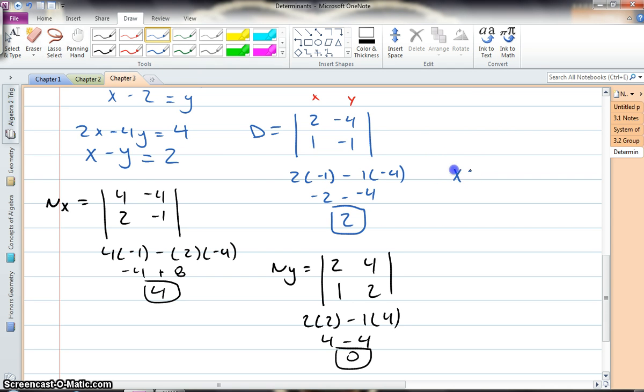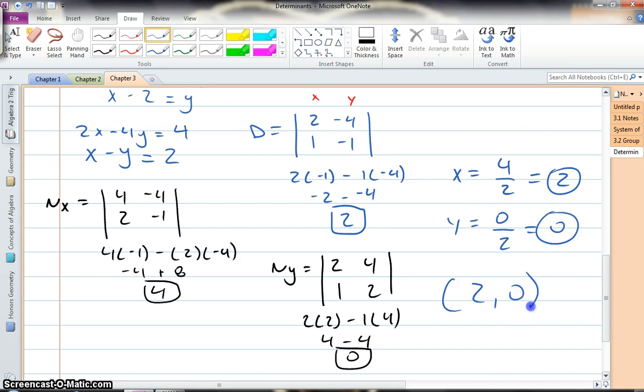So my x value is my numerator x over my denominator, which is 2. My y value is my numerator y over the denominator, which is 0. So my solution there is 2, 0. As you can see, it's quick. There's a procedure, and it's not that bad.